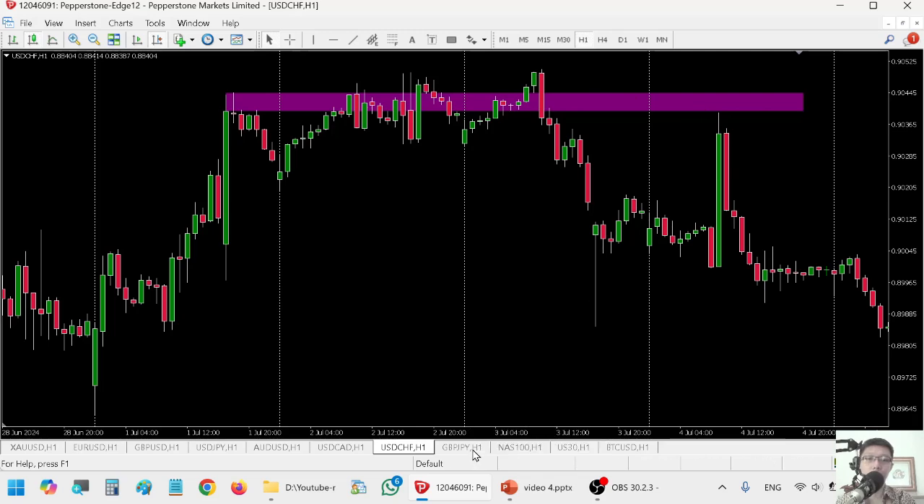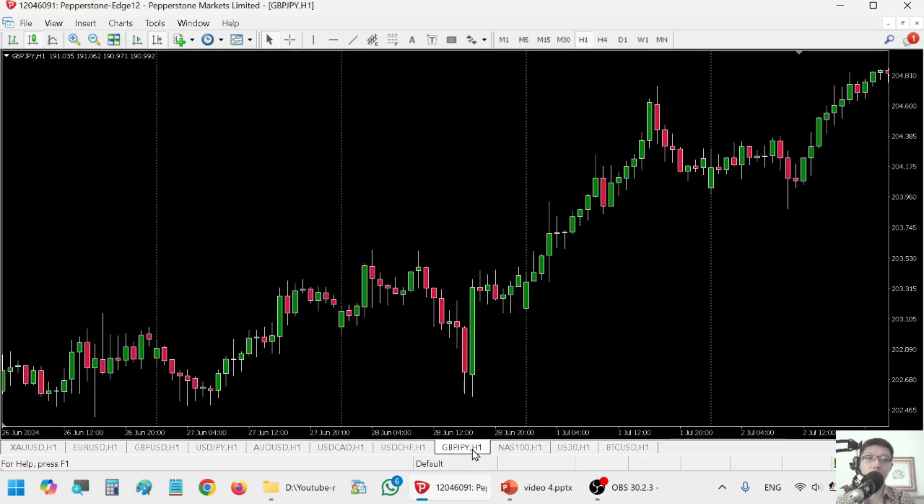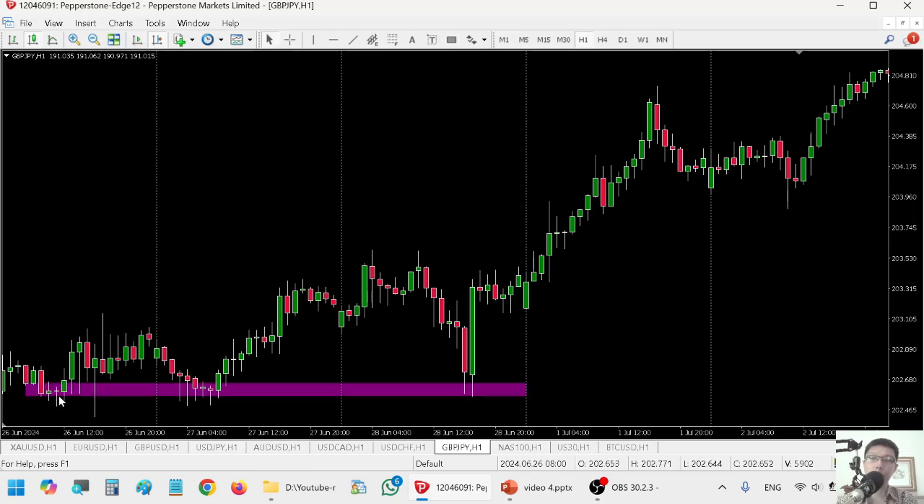Okay, now let's see GBP/JPY. This is a very good example for support. This is a support. In this area, buyers try to push to the upside. This is one push and fail, and sellers push down again.